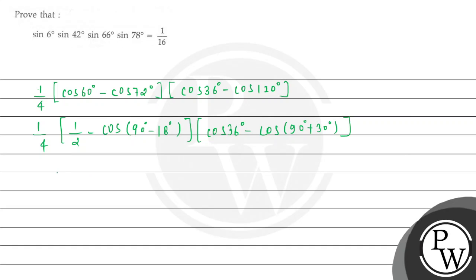So here we'll write 1/2, and we know that cos(90 degree minus theta) gives sin theta, so it gives sin 18 degree. Similarly, we'll write cos 36 degree minus, and cos(90 degree plus 30 degree) lies in the second quadrant. In the second quadrant, cos and sec are negative, while sin and cosec are positive. So in this case it gives the positive value.